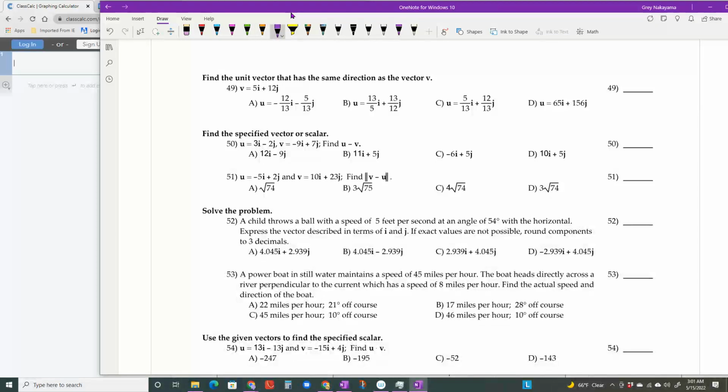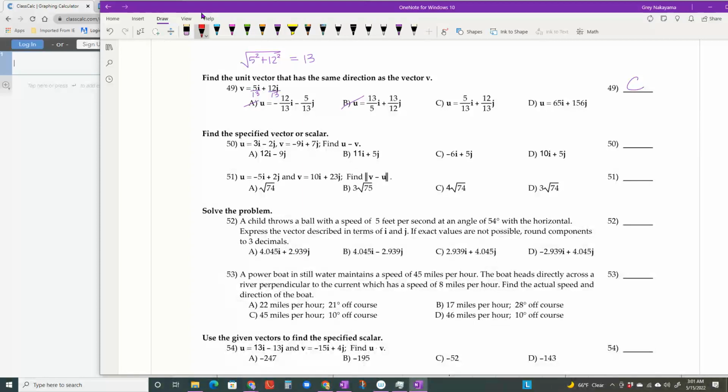Okay, find a unit vector. To find a unit vector, you divide by the magnitude, and the magnitude is the square root of 5 squared plus 12 squared, and that is equal to 13. So I'm dividing both of these by 13. So that's not it. Nope. The answer is C.